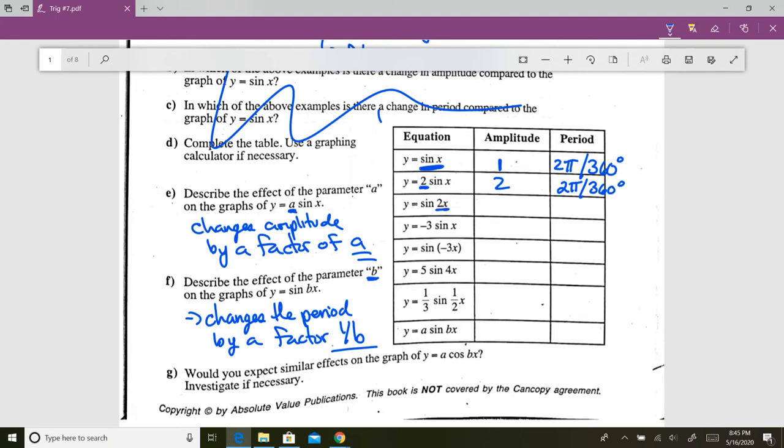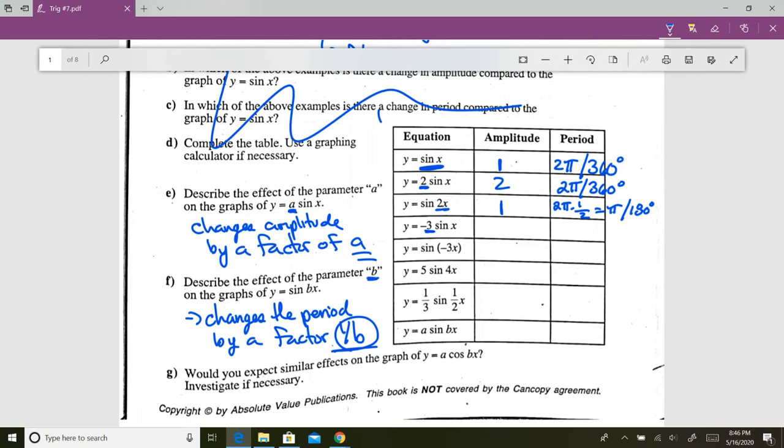If I put a 2 in for the B value, that does not change the amplitude, it still stays at 1. But the period gets shrunk. We multiply by a factor of 1 over B. So if my period is 2 pi, I multiply by 1 over 2, and it becomes pi, or 180 degrees, which we saw in the graph.